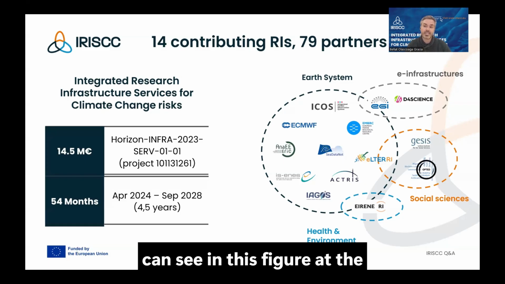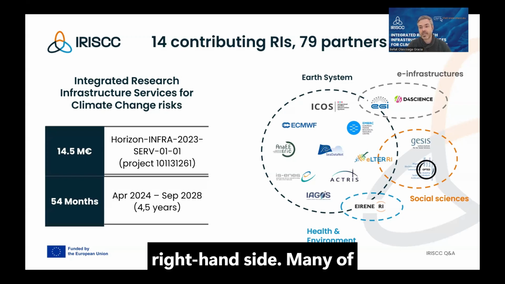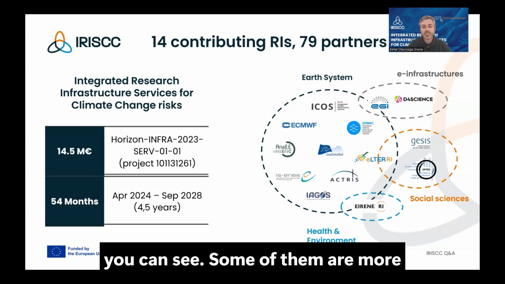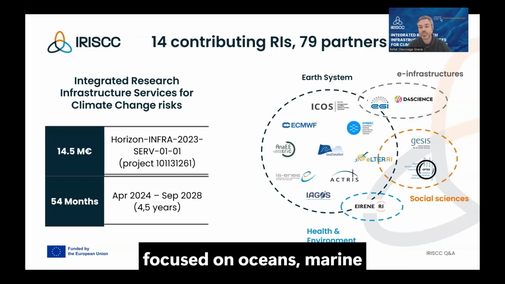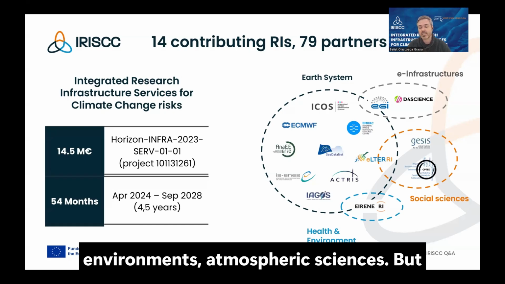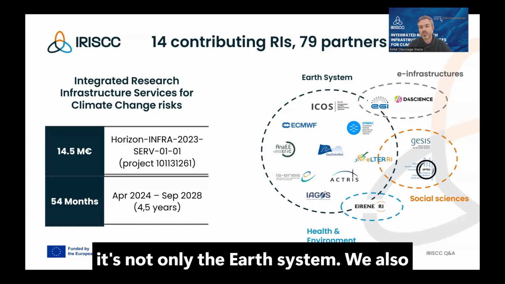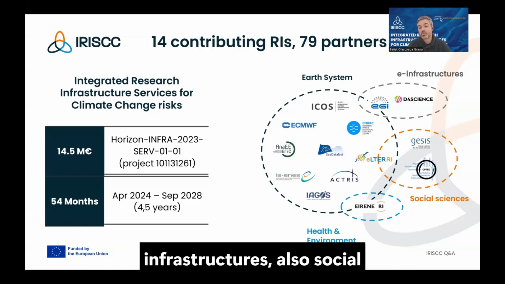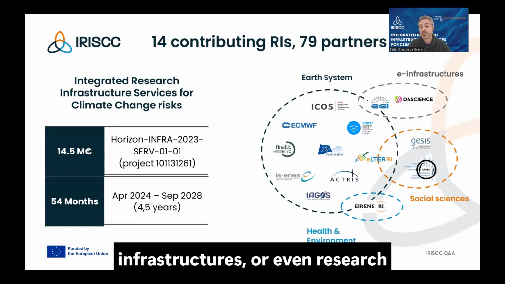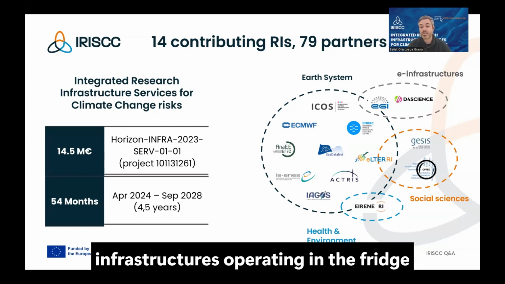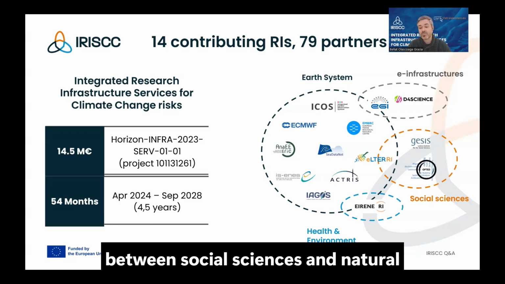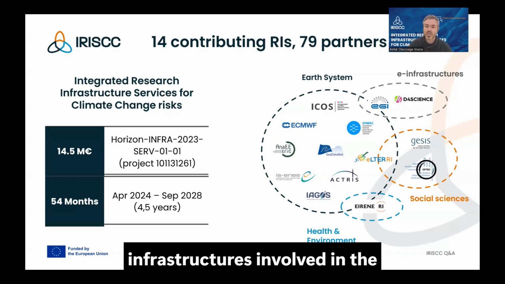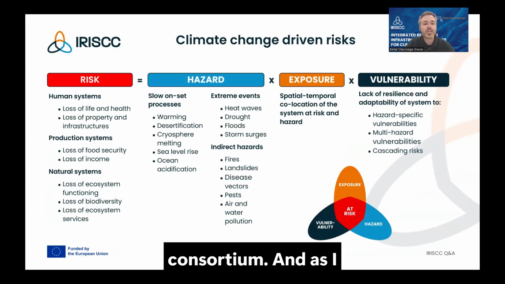As you can see in this figure at the right-hand side, many of them are related with Earth systems. Some of them are more focused on oceans, marine environments, atmospheric sciences. But it's not only the Earth system. We also have health and environment research infrastructures, also social sciences related research infrastructures, or even research infrastructures operating in the fringe between social sciences and natural sciences. And there are also other infrastructures involved in the consortium.